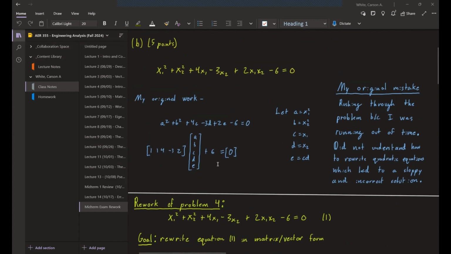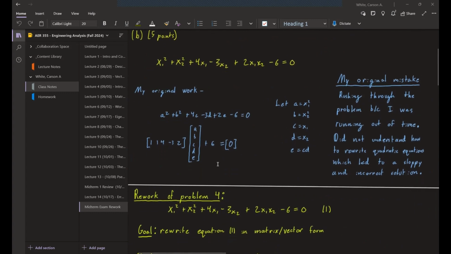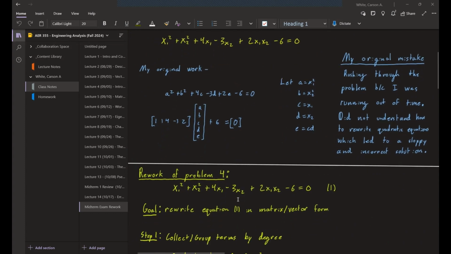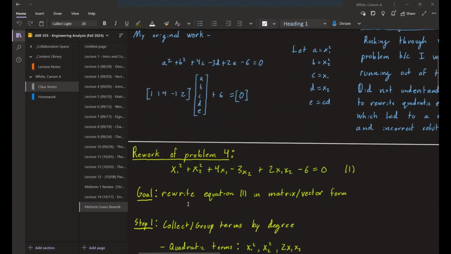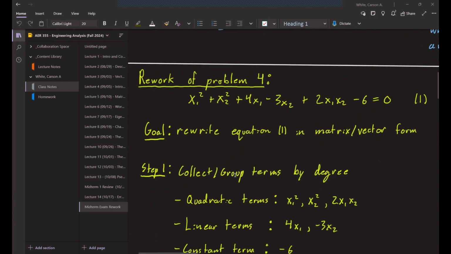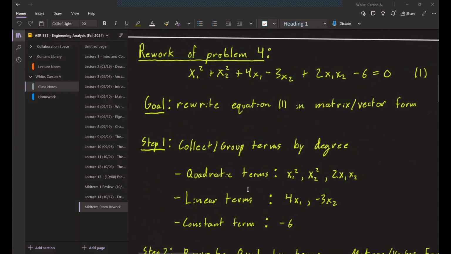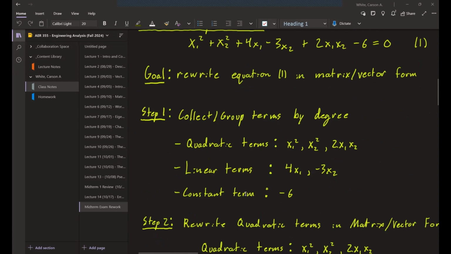So starting out, our goal here is obviously to rewrite the equation in matrix/vector form. Our first step is to collect and group the terms by degree. As seen in the equation, we have 3 quadratic terms, x1 squared, x2 squared, and 2x1x2, 2 linear terms, 4x1 and negative 3x2, and 1 constant term, negative 6.